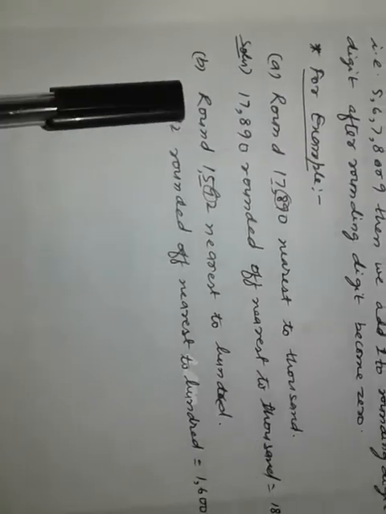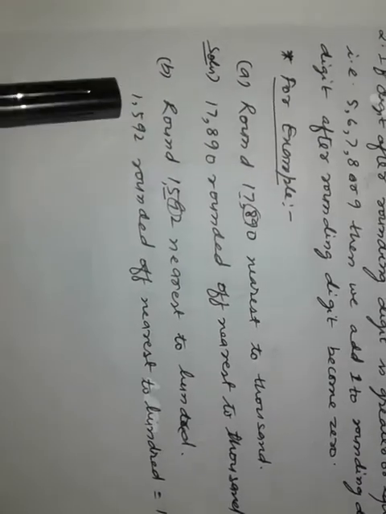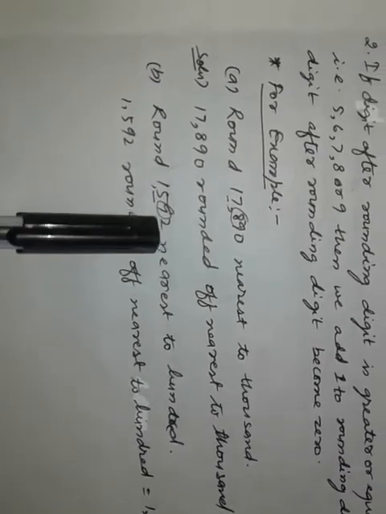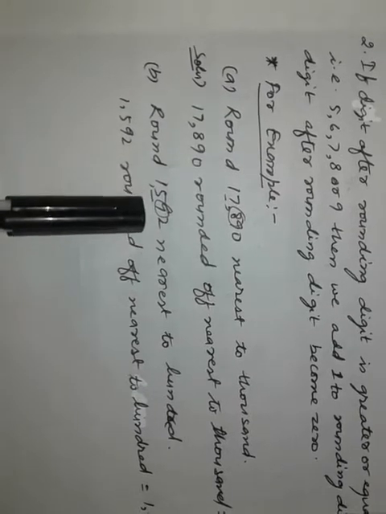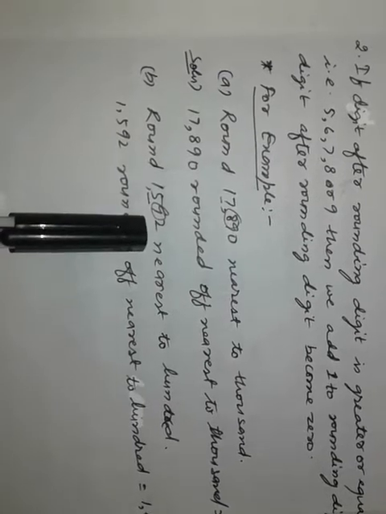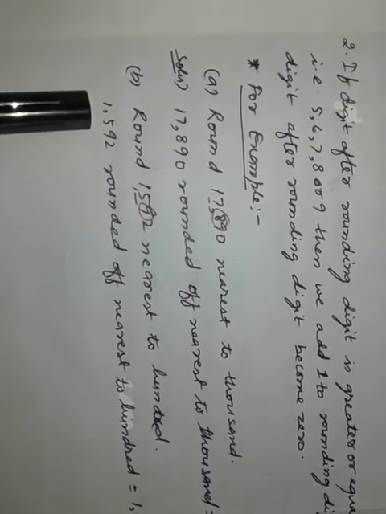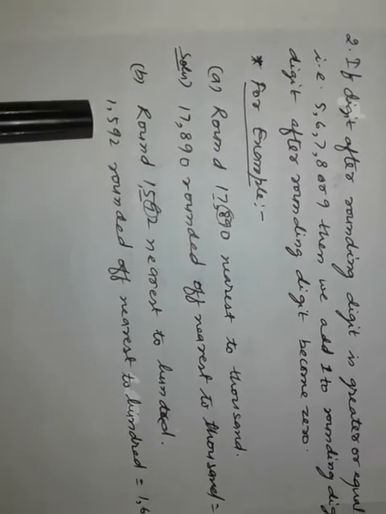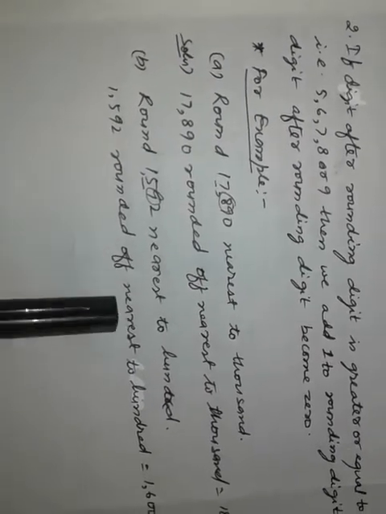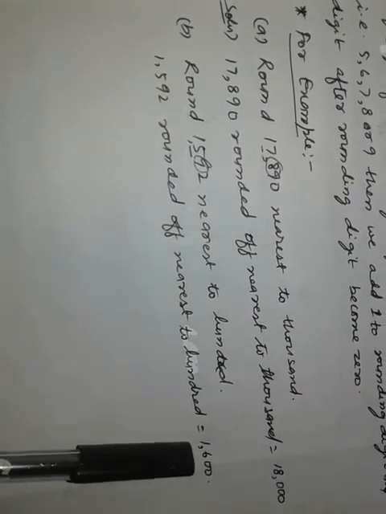Now the second example, round 1592 to the nearest 100. Here nearest to 100: ones, tens, 100. At the 100 place it is 5, and after 5 the digit is 9. So 9 is greater than 5, so we have to add 1 to 5. Okay, 1592 rounded off to the nearest 100 equals 1600.